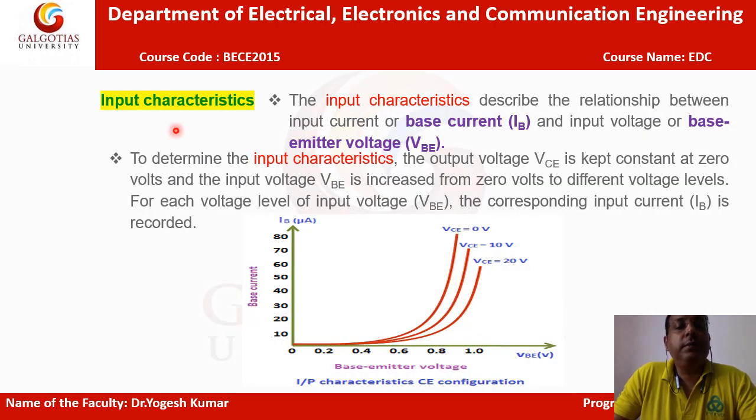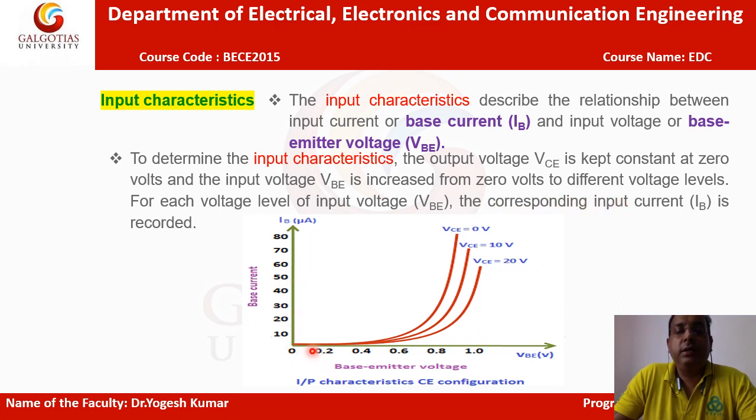Now, the input characteristics. The input characteristics describe the relationship between the input current, or the base current, IB, which must be in microamperes because the base current is a very low value, and the input voltage, or the base-emitter voltage, VBE. To determine the input characteristics, the output voltage VCE must be kept constant at 0 volts, and the input voltage VBE is increased from 0 volts to different voltage levels. For each voltage of input VBE, the corresponding IB is recorded.